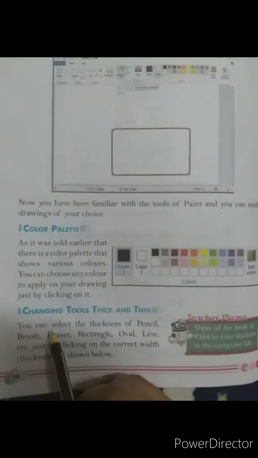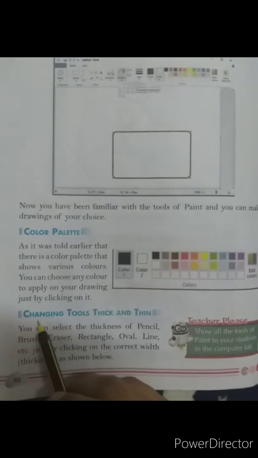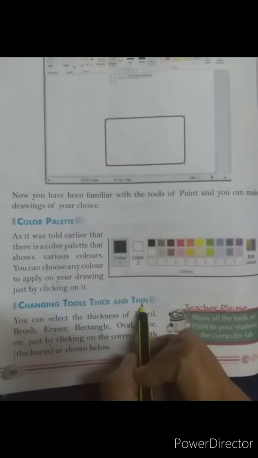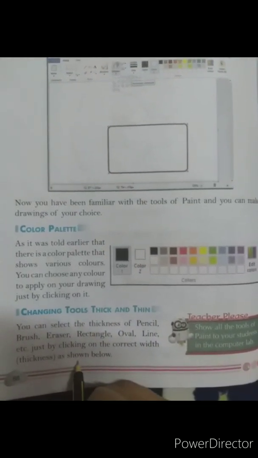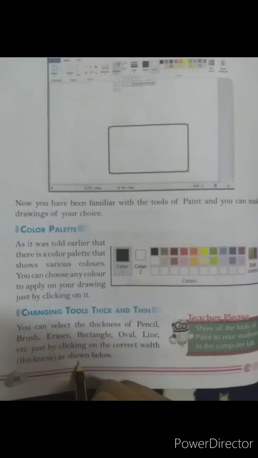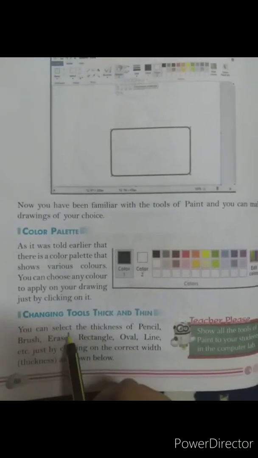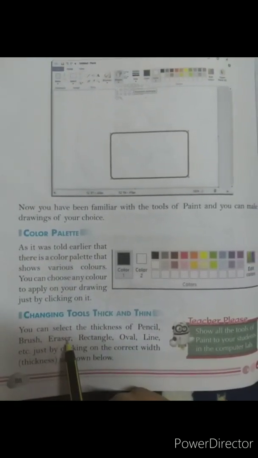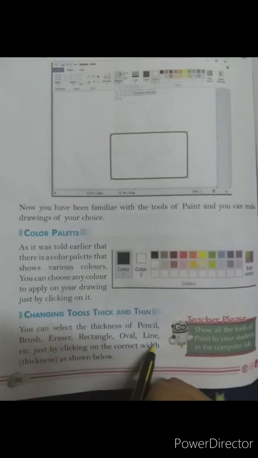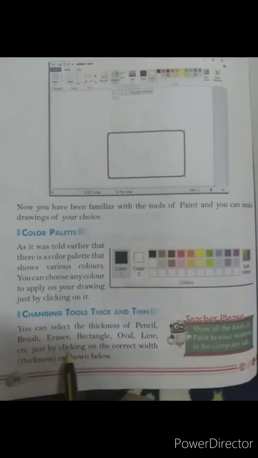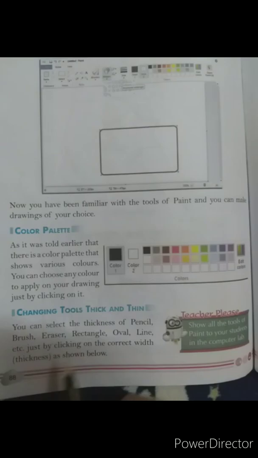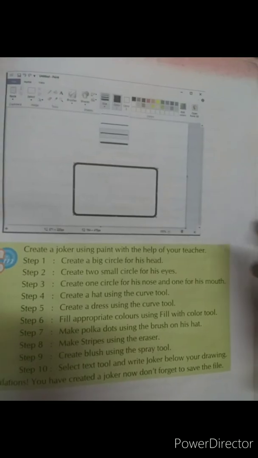Okay. Now the last point is changing tools thick and thin. Here you will change the tools thick and thin. You can select the thickness of pencil, brush, eraser, rectangle, oval, line, etc., just by clicking on the correct width thickness as shown below. Come to the next page, that is page number 89.